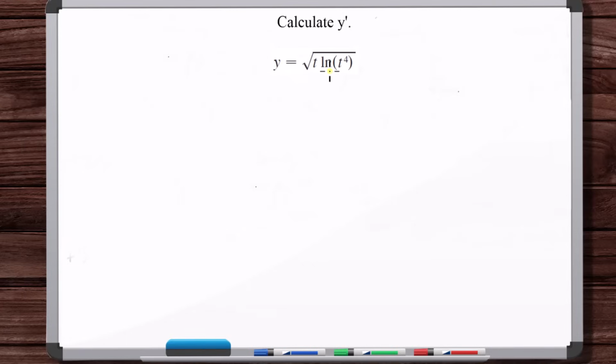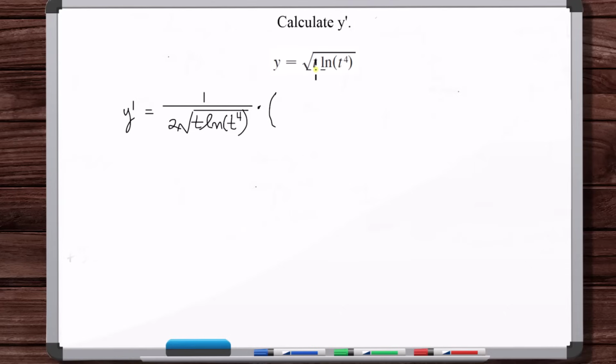Okay, we need to use the chain rule here multiple times. So what is the outermost function type? It's the square root of something. What is the derivative of the square root of something? 1 over 2 square root of that something, times the derivative of that something. What is the derivative of t times the natural log of t to the fourth? We need to use the product rule. Make sure you put parentheses here because we're going to have one thing plus another thing, and all of that is multiplying this initial part.